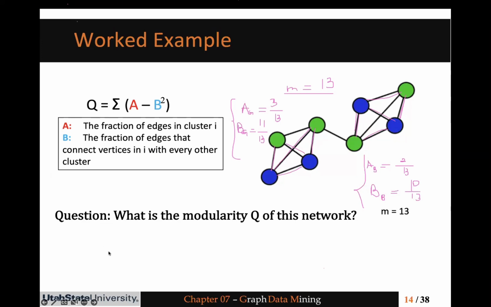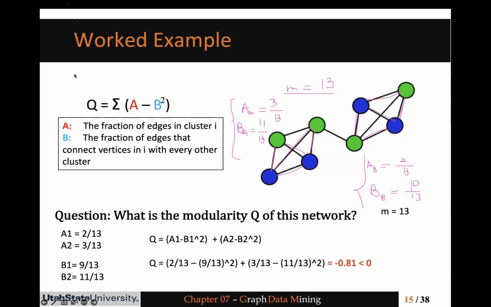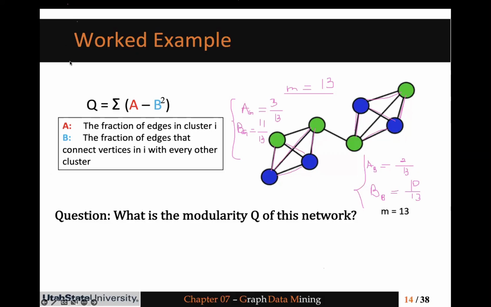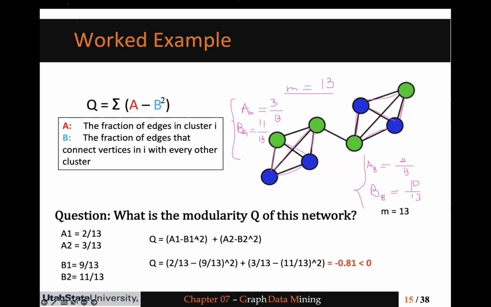All right, so now if you want to compute the modularity in this case, the modularity is nothing but (A1 minus B1) squared plus (A2 minus B2) squared, which is 2 over 13, which is the first community of blue over here, minus 9 over 13 squared, plus 3 over 13 minus 11 over 13 squared in this case.